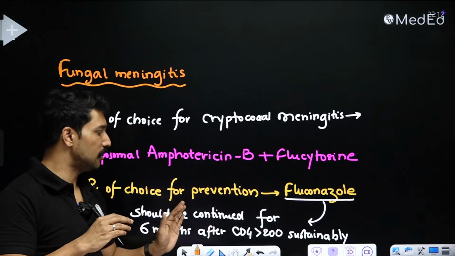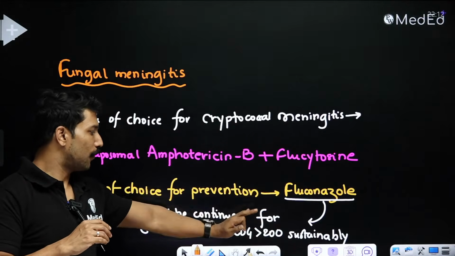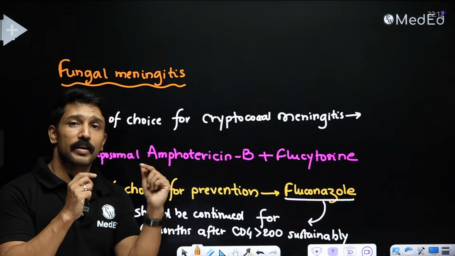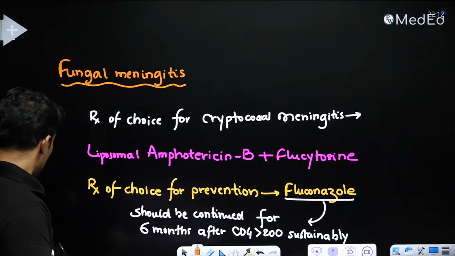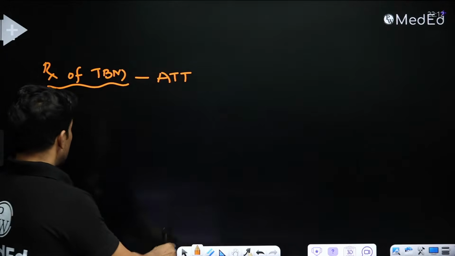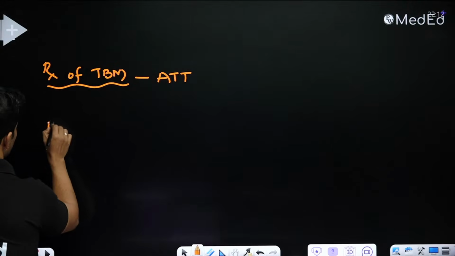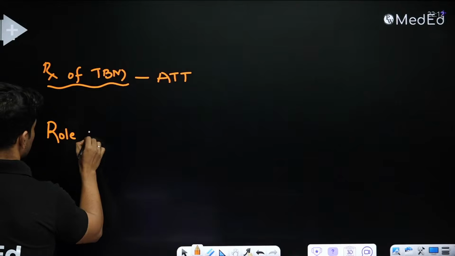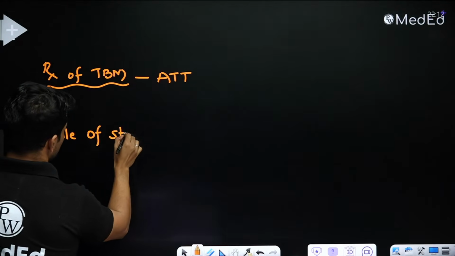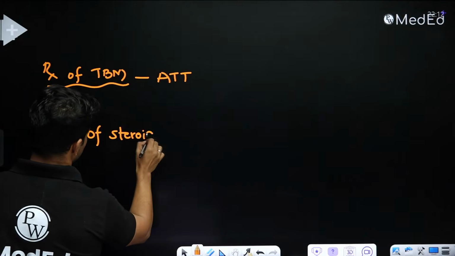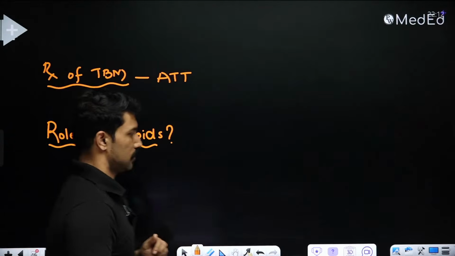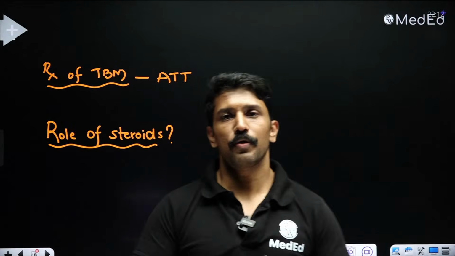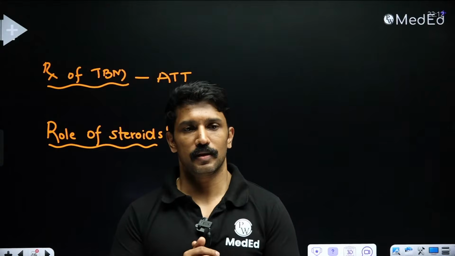For an HIV patient, we will withdraw fluconazole once the CD4 count remains elevated at more than 200 for at least 6 months. Okay, clear? Now, one last question. Is there any role of steroids in the management of meningitis?